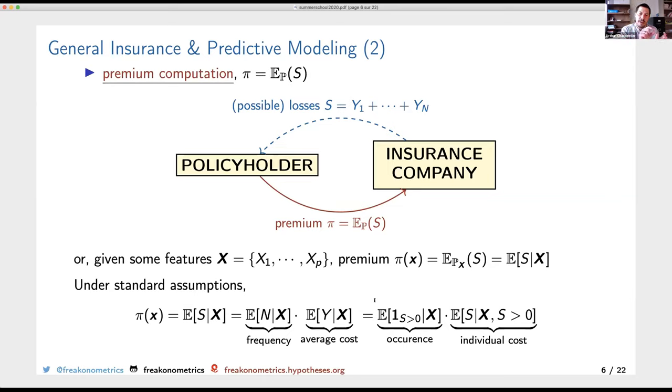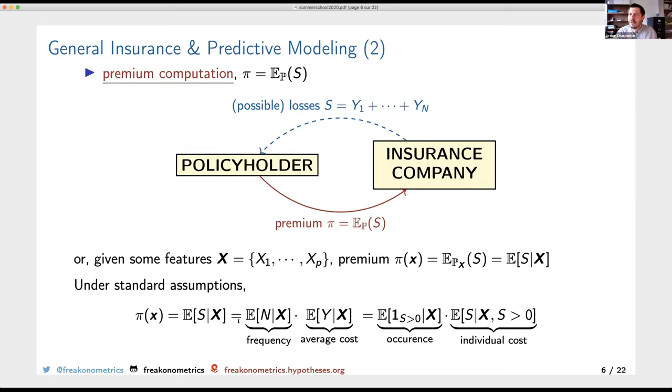One of them will be the frequency. How many claims do you expect to have? What is your claims frequency? And then once you have a claim, what is the expected loss? Okay, so if you have a small car or if you have a big car, the expected loss is not the same for material insurance, or material damages. Okay, so we have the first formula, which is frequency times average cost.